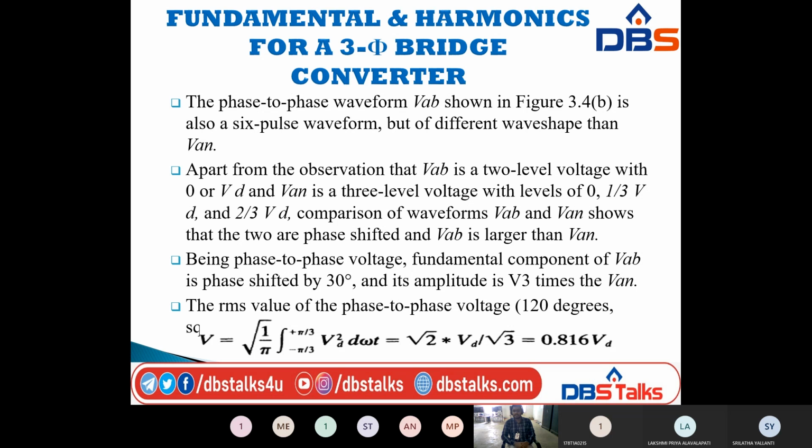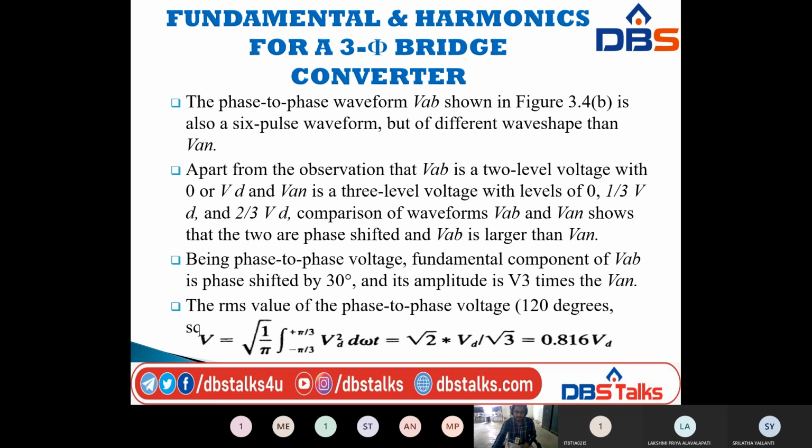Then the RMS value of the phase to phase voltage over the 120 degree interval gives V is equal to root of 1 by pi integral from minus pi by 3 to plus pi by 3 of VD squared d omega t, that is equal to root 2 into VD by root 3, that is equal to 0.816 VD. So this is the RMS value of phase to phase voltage, VAB or VBC or VCA. Okay, V is equal to 0.816 VD.